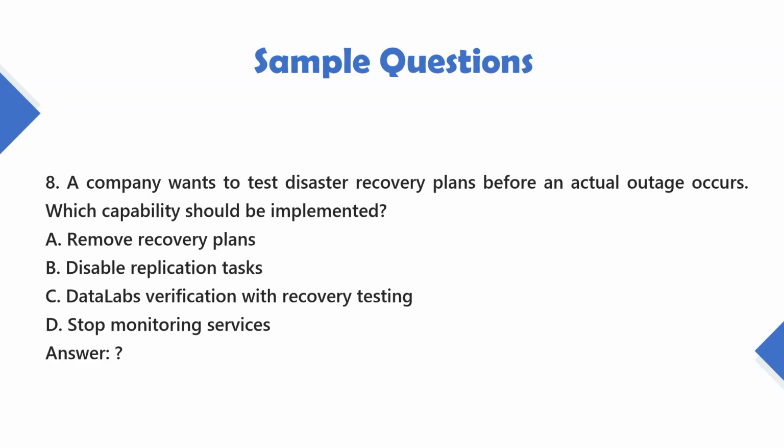8. A company wants to test disaster recovery plans before an actual outage occurs. Which capability should be implemented? A. Remove recovery plans. B. Disable replication tasks. C. Data Labs verification with recovery testing. D. Stop monitoring services.